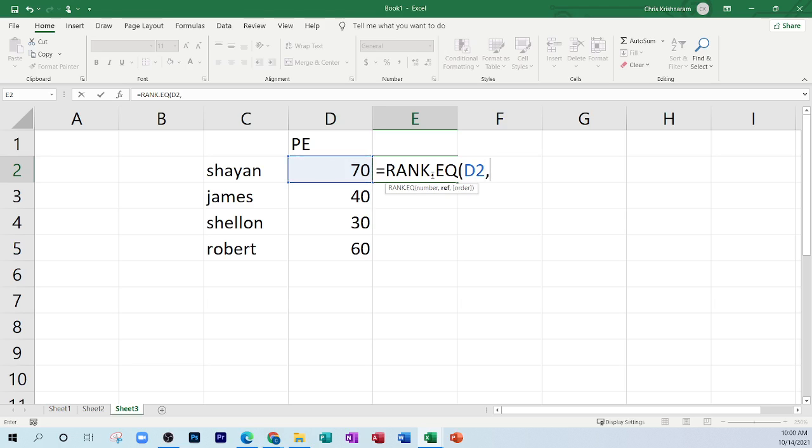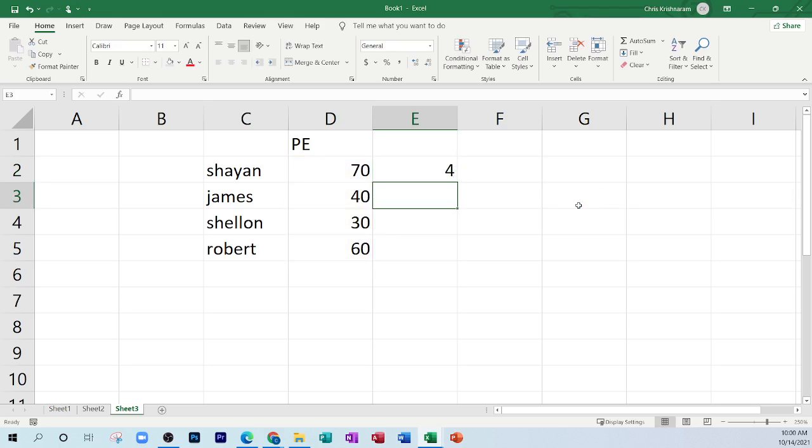The next part is our range, or basically the reference. What are we going to compare it to? That is going to be our range of the grades. So I highlight my range there, comma, and notice it gave us here, what order do I want it in? Ascending or descending? I'm going to put it in ascending order and complete that. So this person got 4th.